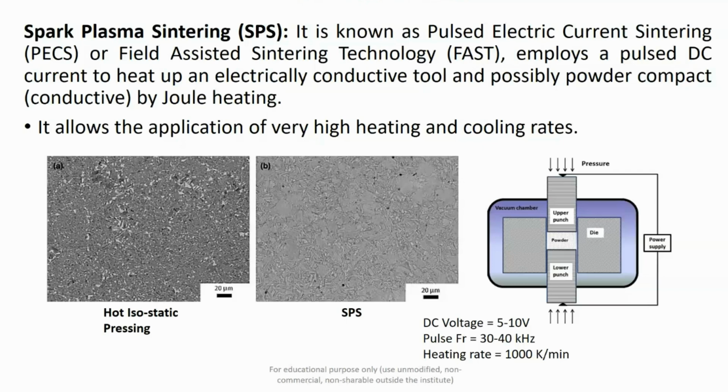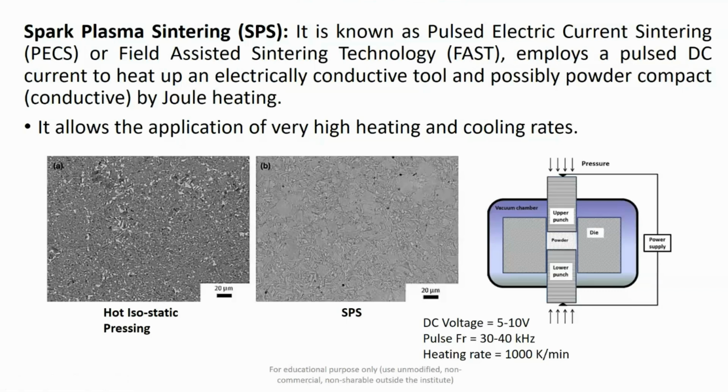As you can see from the data given here, you can achieve even 1000 Kelvin per minute. So this is the heating rate, and as you can see from figures A and B, there is a comparative difference between the microstructure obtained in hot isostatic pressing and a spark plasma sintered product. You can see there is a uniform microstructure in the spark plasma sintered part, and very little porosity as compared to the hot isostatic pressing technique.